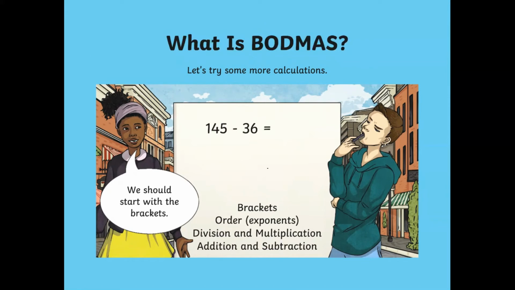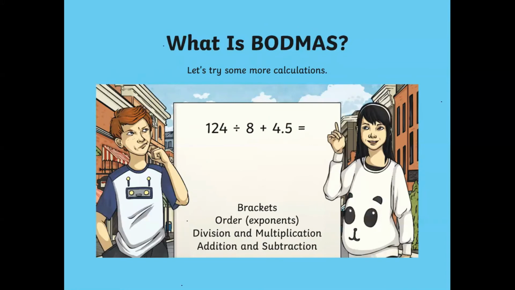And then the only thing left is subtraction, so we don't have to worry about any order there. So the answer would be 109. So let's try another one. We've got 124 divided by 8 plus 4.5.